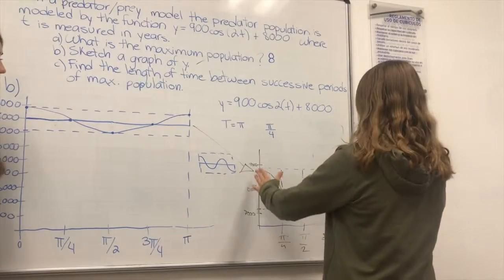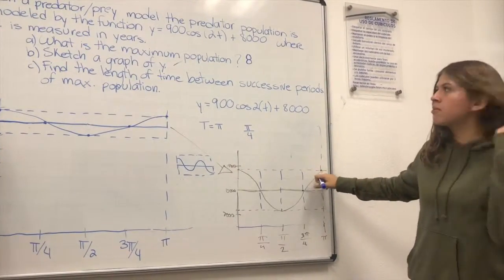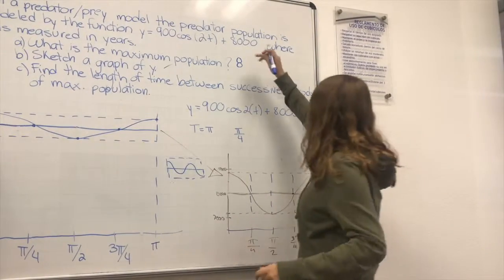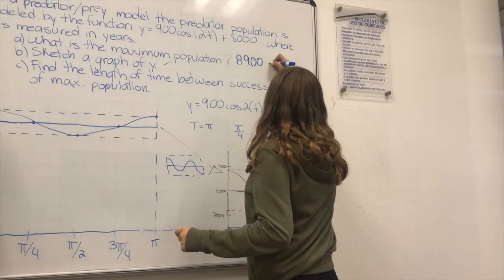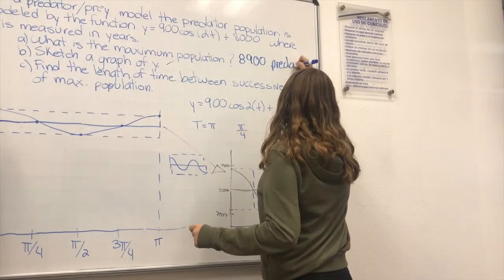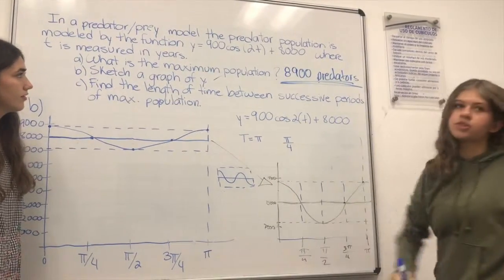Well, based on the highest points of the graph, which are these ones, this will be the maximum population, which is 8,900 predators. This will be the maximum population.